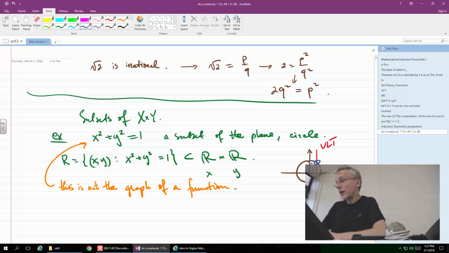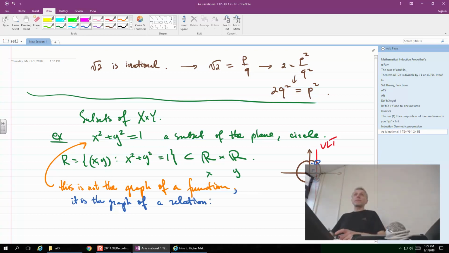But there is a word for it. It is the graph of what? There is a separate word for it: a relation. Does it sound familiar? Functions versus relations. It is a relation that relates x's to y's. You can relate them by a function, but there is something more general that relates numbers or elements of sets. It is called a relation. So what does it mean for this particular example? If x and y lie on that circle, they are related.